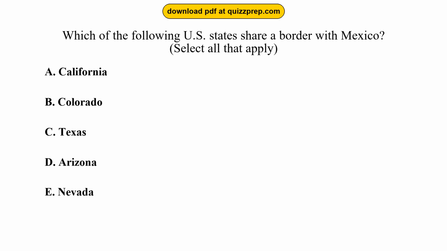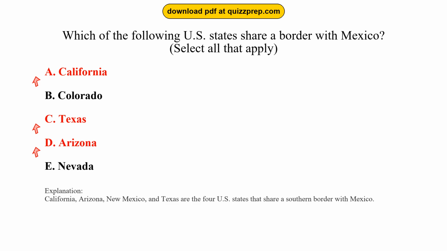Question 68. Which of the following U.S. states share a border with Mexico? Option A, California. Option B, Colorado. Option C, Texas. Option D, Arizona. Option E, Nevada. The correct answers are options A and C and D. California, Arizona, New Mexico, and Texas are the 4 U.S. states that share a southern border with Mexico.